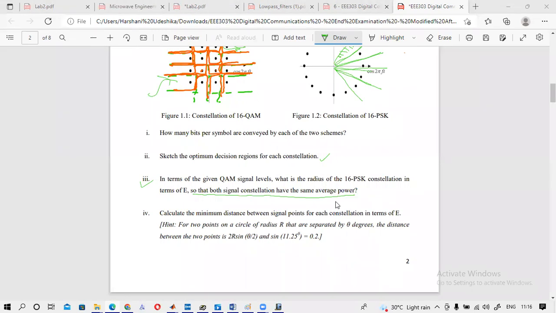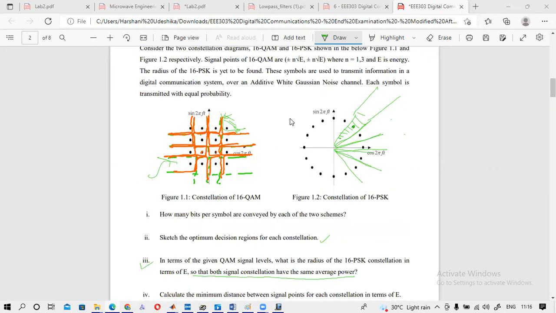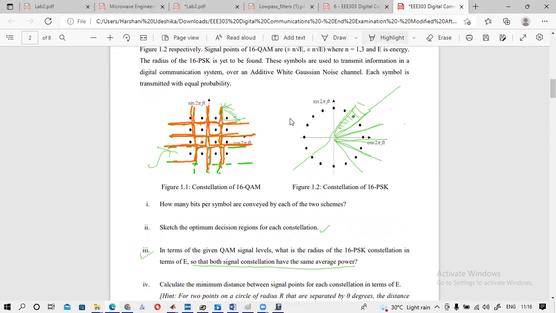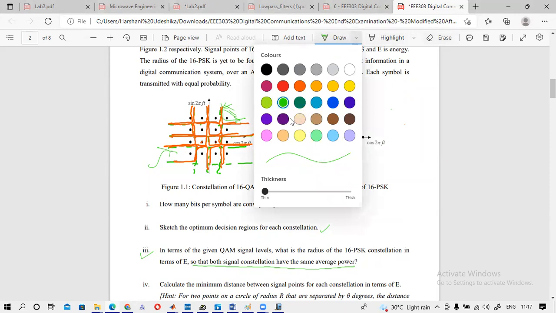Now I think you have to mark all the decision regions. I think it is not very hard. For example, on this one you have to draw some lines. You can use your ruler. And you have to draw straight lines.